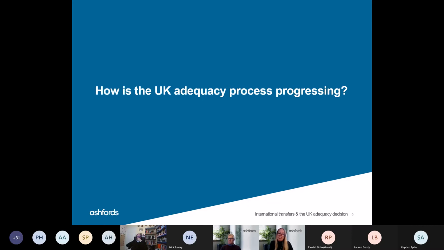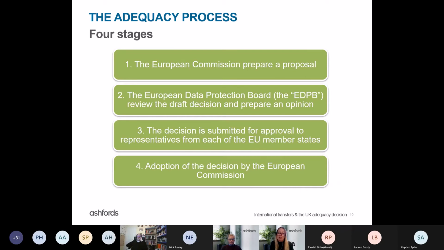So you've got 4 key stages for the adequacy decision, and you've got a large number of parties involved along the way. To begin with, the European Commission prepares a proposal, in the form of a draft adequacy decision. Once that draft decision's been published, it is submitted to the European Data Protection Board, the EDPB, and they will review the draft decision and prepare an opinion on it. Once that opinion has been prepared, the European Commission then reconsider the draft decision in light of the opinion.